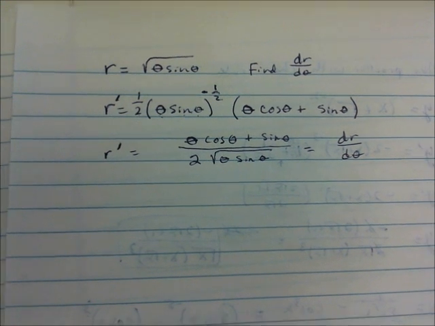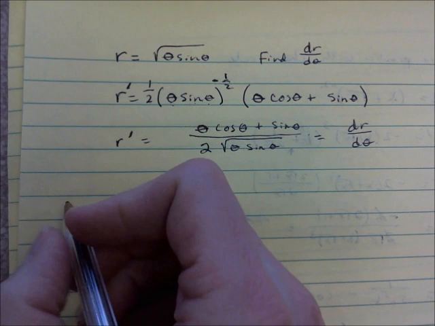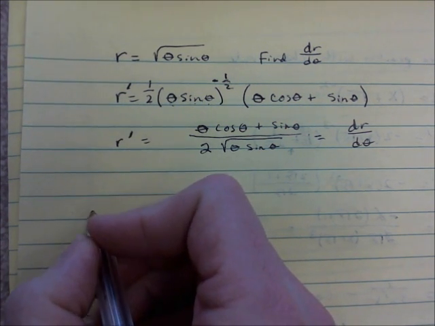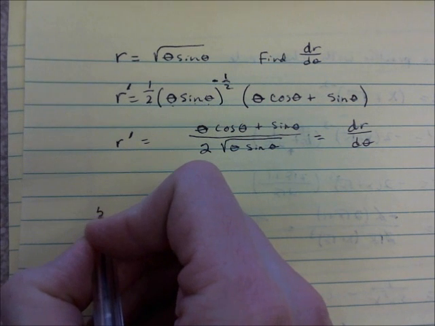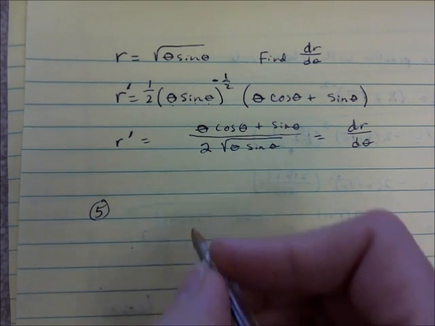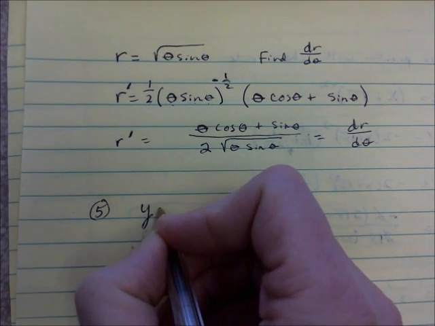And then we have one more problem to do. And this last problem is a doozy. The previous 4 problems were pretty straightforward, but this problem number 5 will take you a little bit longer because there are some nested chain rules going on here. So spend a little bit of time on this one.